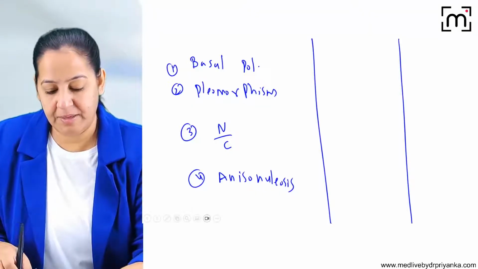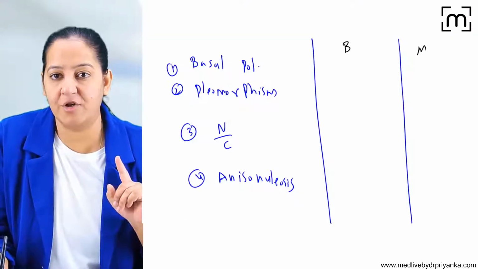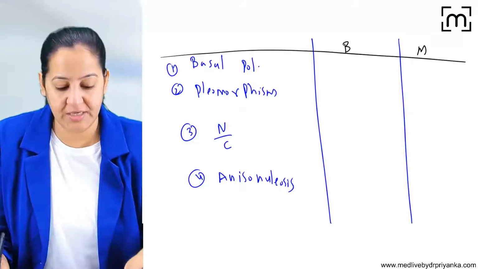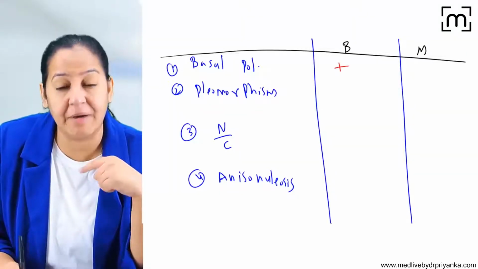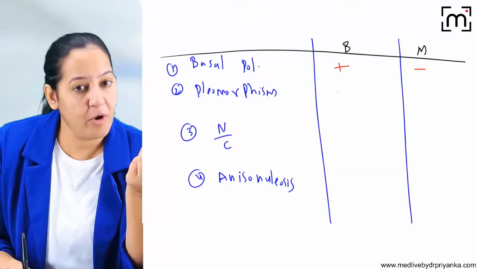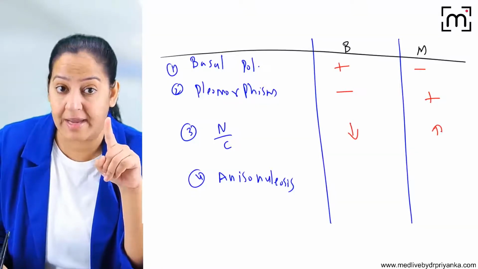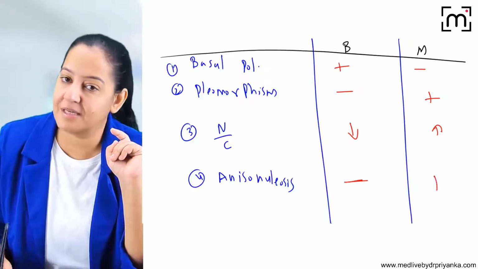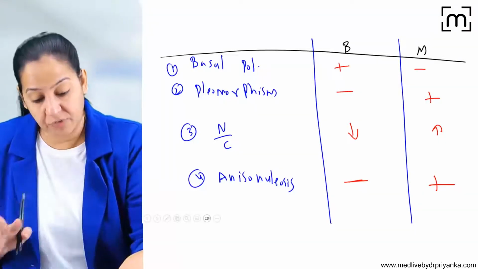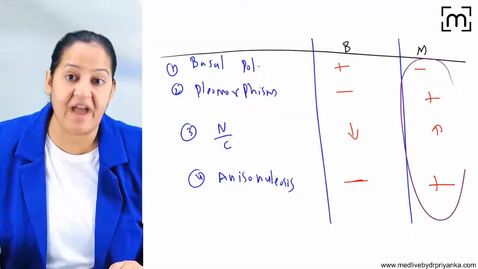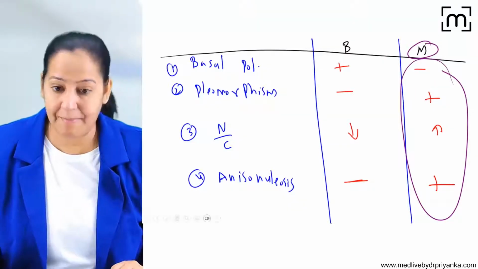You tell me, benign and malignant. How do we differentiate a benign tumor from a malignant tumor based on this? Here basal polarity is retained, but in a malignant tumor it is lost. Here pleomorphism is absent, here it is present. Here the N:C ratio is low, here the N:C ratio is high. Here anisonucleosis is absent, here it is present. So till now, out of the 10, we have seen 4 features of anaplasia that are present in malignant tumors.